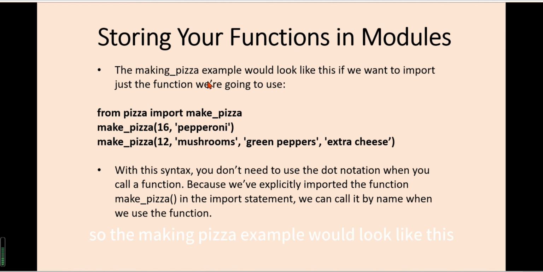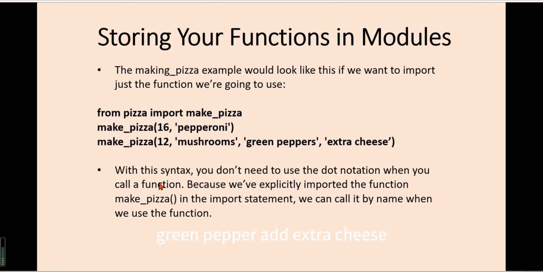So the making pizza example would look like this if we want to import just the function we are going to use. So we can write from pizza import make_pizza. This is a function and this is a module file. So with this statement, we only import this function. After we have done this, we can use make_pizza(16, 'pepperoni'), make_pizza(12, 'mushrooms', 'green peppers', 'extra cheese').